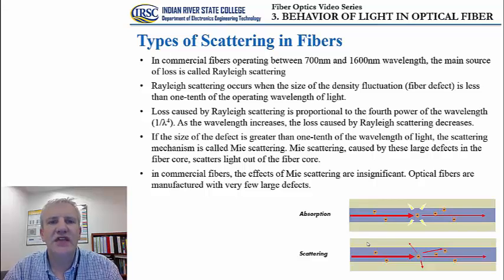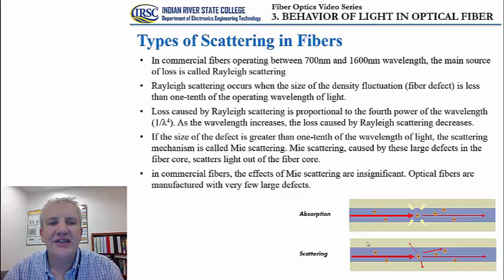There are many different types of scattering, so this slide goes a little bit more in detail explaining those different types of scattering. In commercial fibers operating between 700 nanometers and 1600 nanometers, the main source of loss is so-called the Rayleigh scattering. Rayleigh scattering occurs when the size of the density fluctuation, or these defects that are present in the fiber, is less than 1/10 of the operating wavelength of light. It turns out that the loss caused by the Rayleigh scattering is proportional to the fourth power of the wavelength. As the wavelength increases, obviously the loss caused by the Rayleigh scattering is going to decrease.